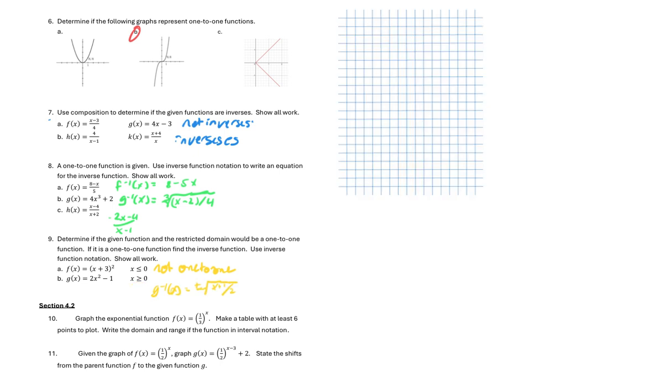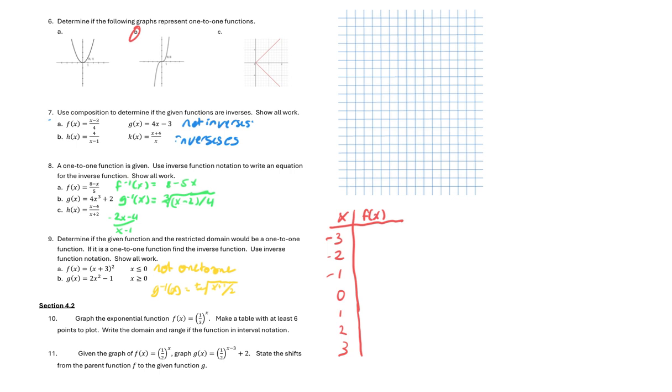All right, graph the exponential function. F is equal to 1/3 raised to the x. Make a table with at least 6 points to plot. Write the domain and range of the function in interval notation. So we'll do x, f of x. Let's start with -3, -2, -1, 0, 1, 2, 3. That's 7 points, but that's at least 6.